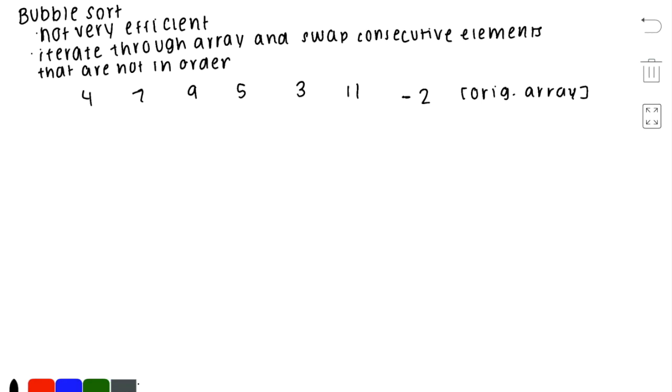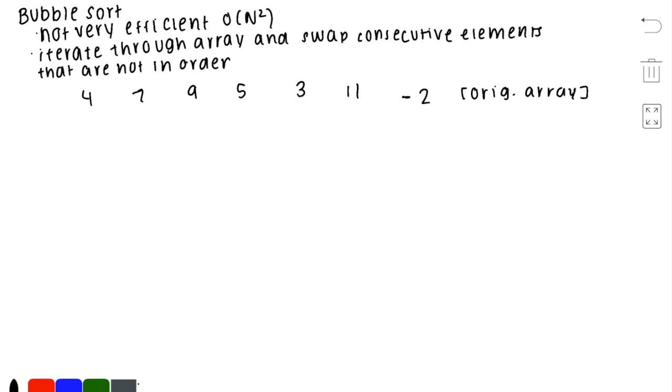Hello everyone. In this video, we're going to be going over the bubble sort algorithm. First of all, keep in mind that this is not a very efficient sorting algorithm, and in the worst case time scenario, it would take O of n squared to run. So that's pretty slow. But the idea behind bubble sort is that we want to iterate through the array and swap consecutive elements that are not in order.